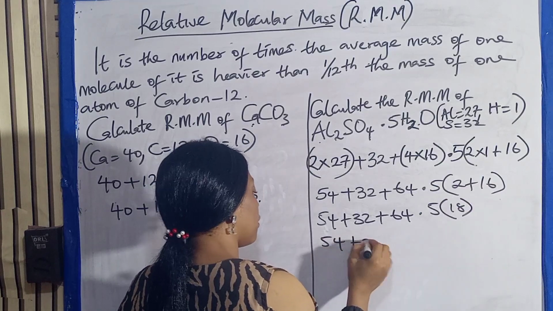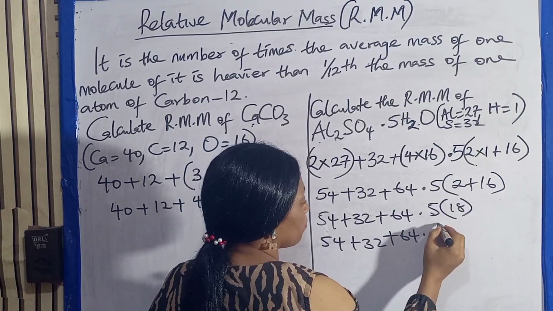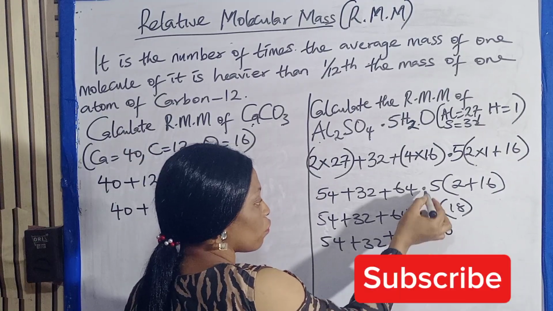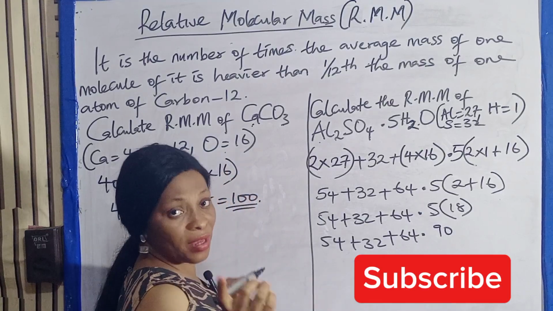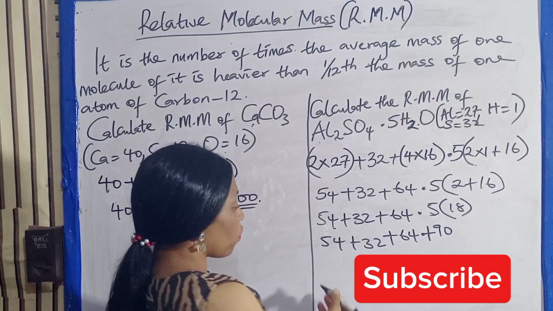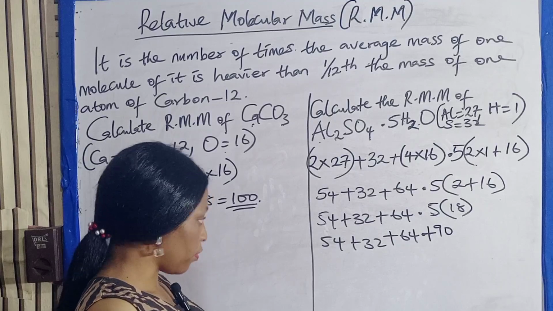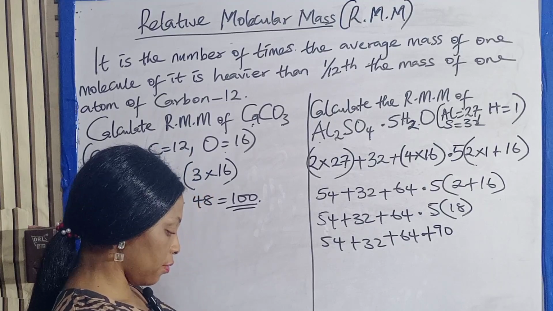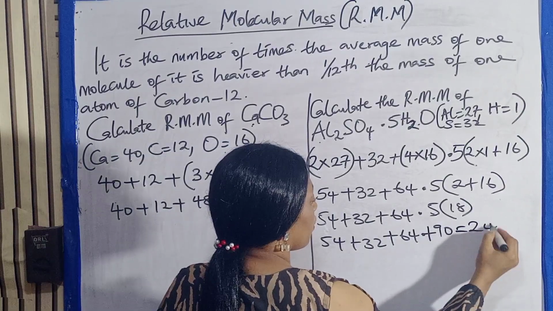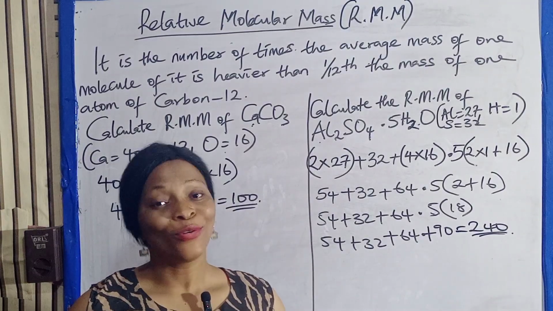So 54 plus 32 plus 64 plus 5 times 18 will give us what? 90. So we have 90 here. So we are going to add up. The reason why I asked you to put this here is so that in your solving, you're not going to make a mistake. So now we can confidently convert it to plus. Let's add up. What will it be? 54 plus 32 plus 64 plus 90. That will give us 240. So the relative molecular mass of this is 240. Remember, relative molecular mass has no units.